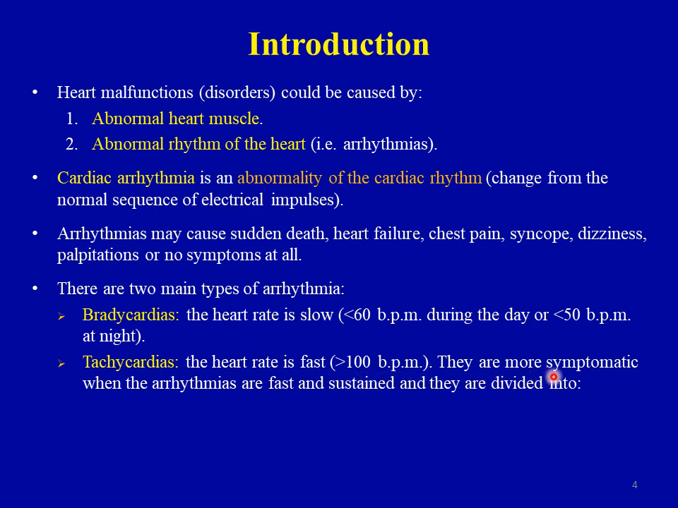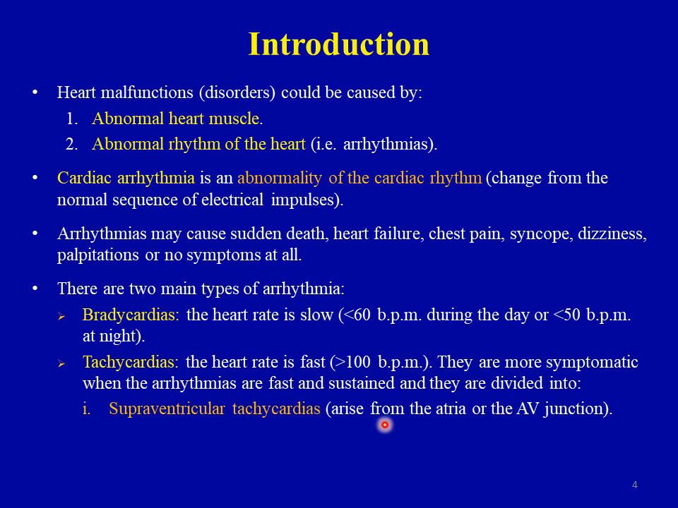They are more symptomatic, as I said, when the arrhythmias are fast and sustained, so they affect the patient for a longer time, and they are divided into 2 types: the supraventricular tachyarrhythmias or supraventricular tachycardias, and these arise above the ventricles, which means from the atria or the AV junction. And we have the ventricular arrhythmias or ventricular tachycardias that arise from within the ventricles.